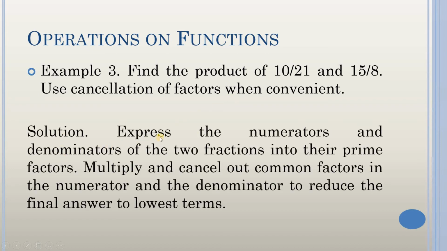For the solution, express the numerators and denominators of the two fractions into their prime factors. Multiply and cancel out common factors in the numerator and the denominator to reduce the final answer to lowest terms. Do the cancellation first, so that the resulting product is ultimately already in lowest terms. We are going to show this.